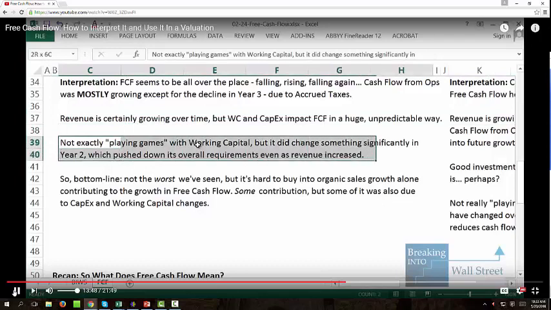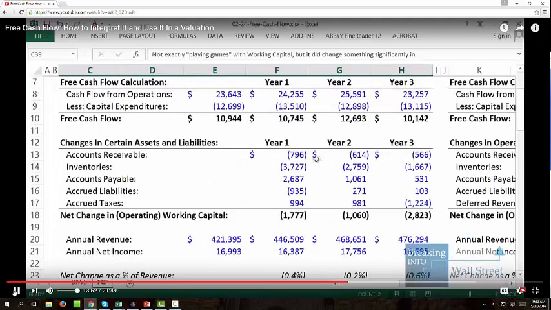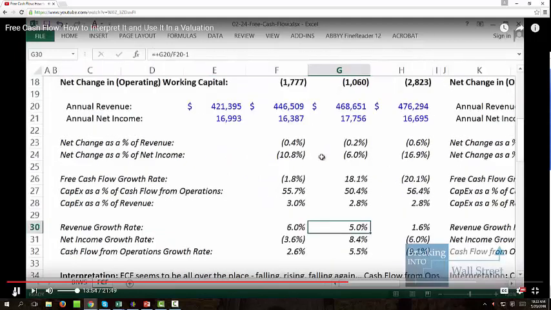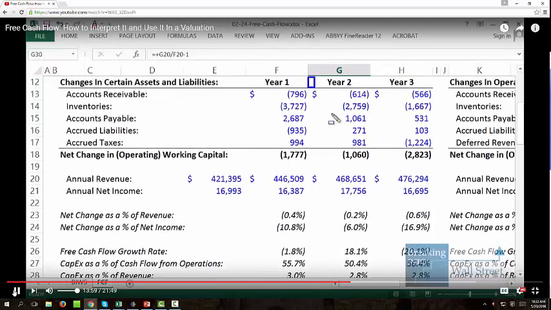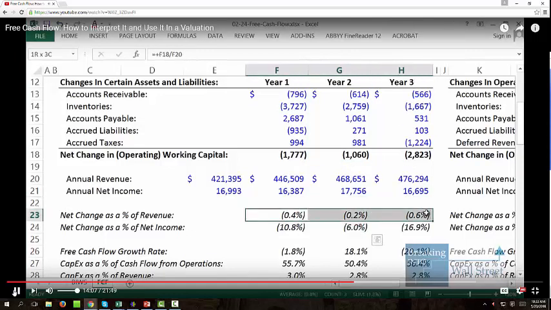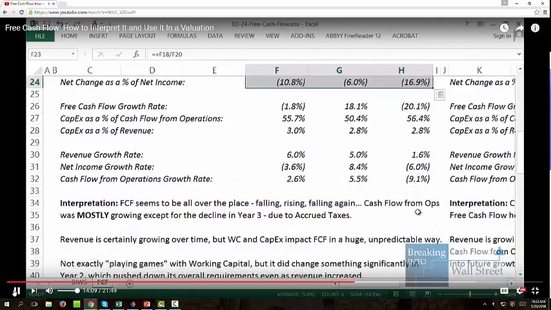The company's not exactly playing games with its working capital, but it did do something significantly different in year 2 because look at this. In year 2, the change in working capital of around negative $1 billion, that's much lower than it was in the other years. And then as a percent of revenue, it's also significantly lower in year 2. So we're not sure whether we should completely buy into these numbers.